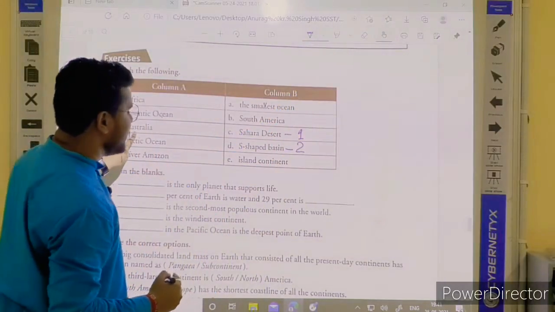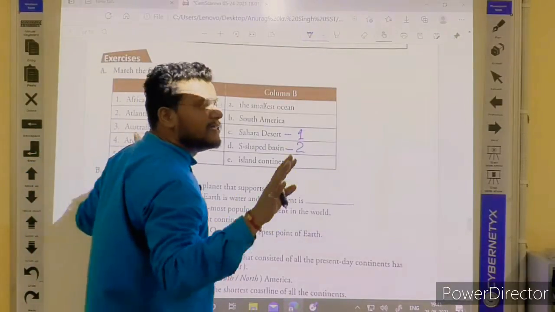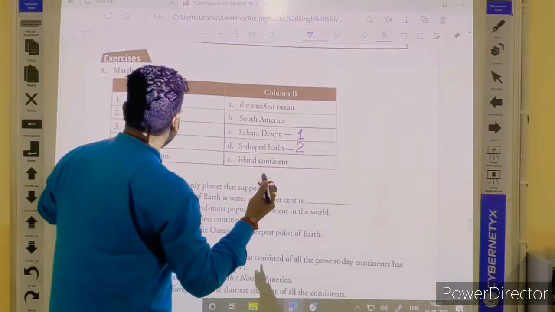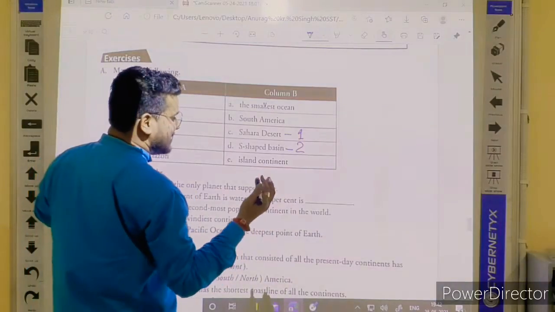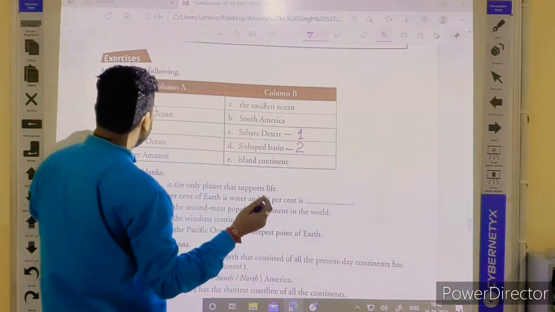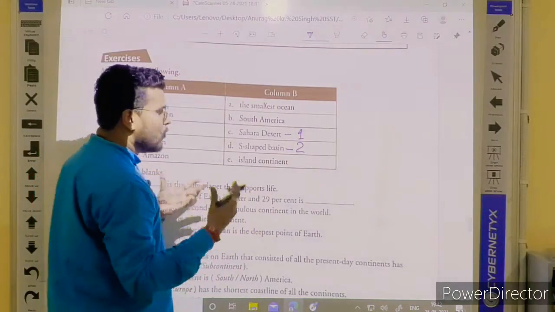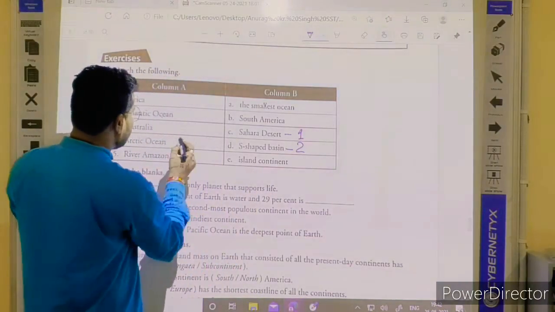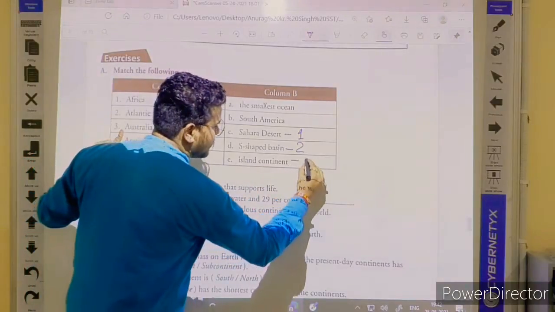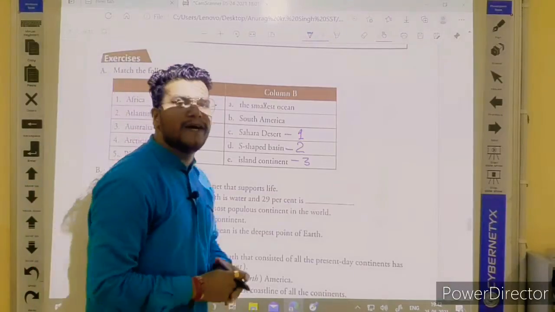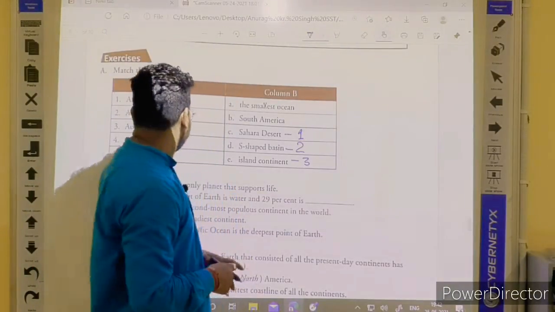And then Australia. Australia is the continent which is very small in shape, and around Australia there are oceans, so we match Australia to island continent, 3rd. Now come to the 4th of match the column.